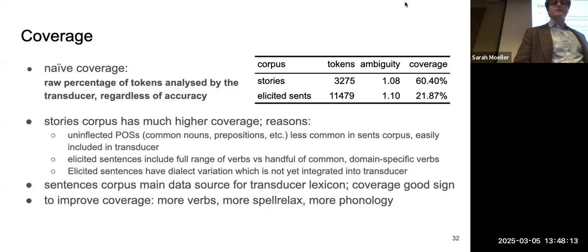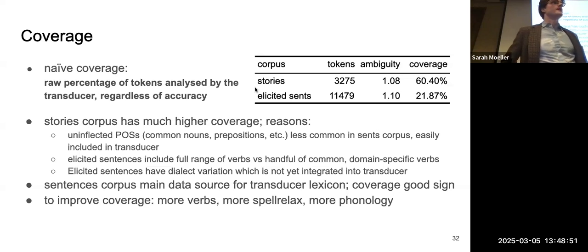If we look at how the transducer actually did on these corpora, we were evaluating naive coverage, which is just the raw percentage of tokens. We were just looking at how much it actually got rather than the accuracy itself. So you can see the stories did pretty decently, around 60%, and the elicited sentences were substantially lower, but still a good amount. The stories corpus has a lot higher coverage. It has a lot of uninflected parts of speech in it, like easier speech, easier to catch by the transducer. The elicited sentences have a very full range of verbs.